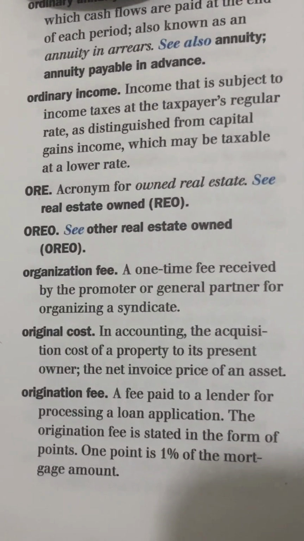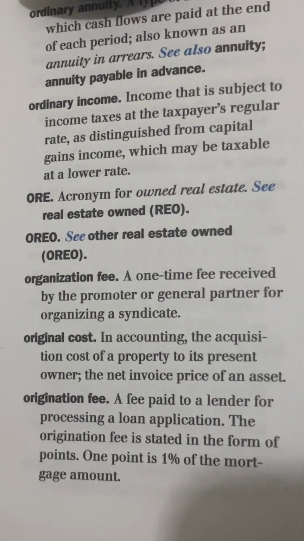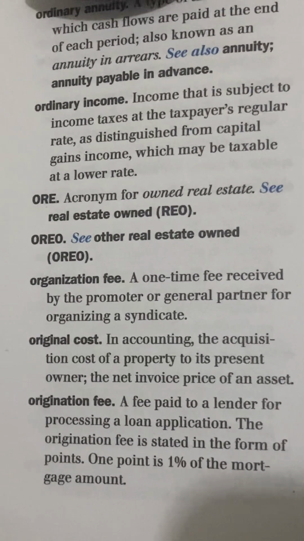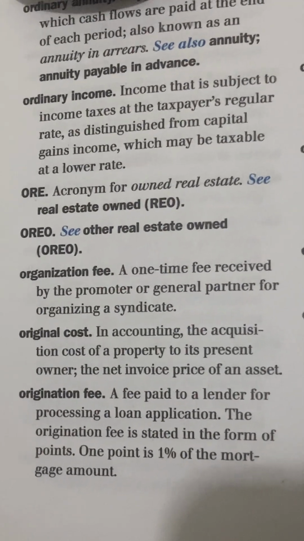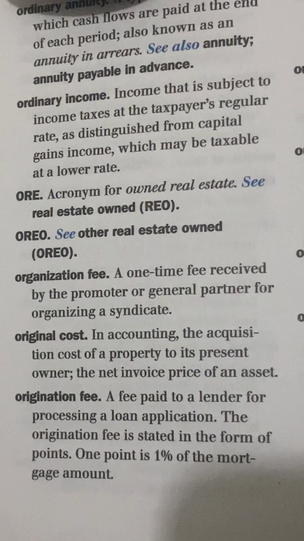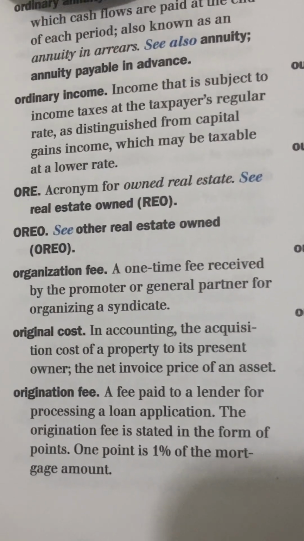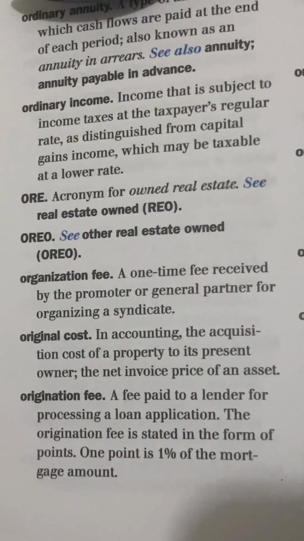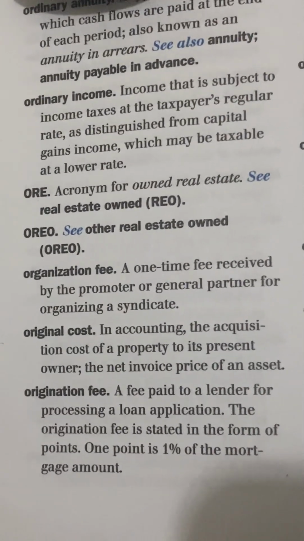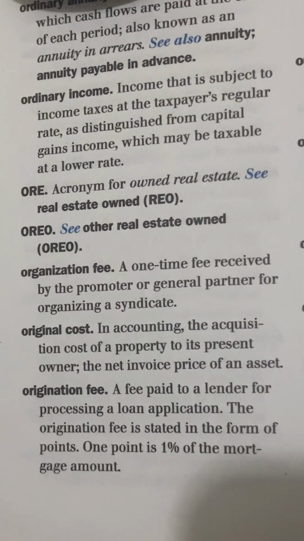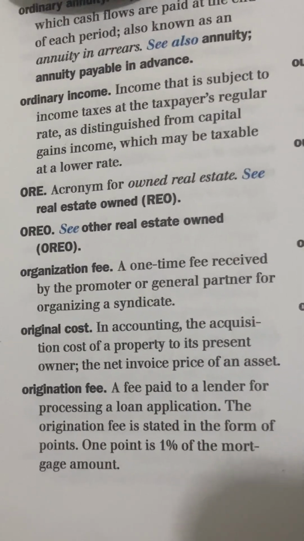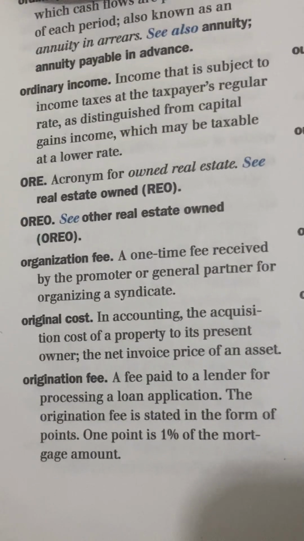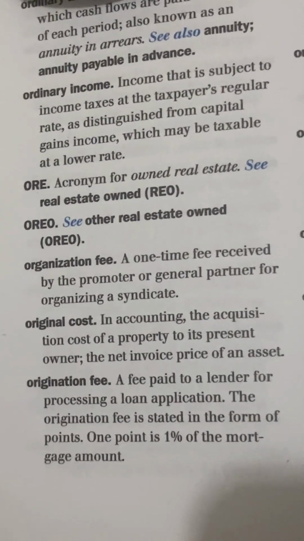Organization fee. A one-time fee received by the promoter or general partner for organizing a syndicate. Original cost. In accounting, the acquisition cost of a property to its present owner. The net invoice price of an asset. Origination fee. A fee paid to a lender for processing a loan application. The origination fee is stated in the form of points. 1 point is 1% of the mortgage amount.